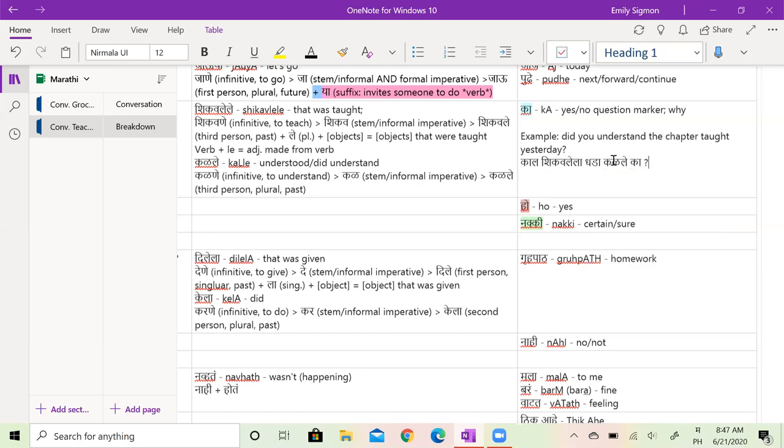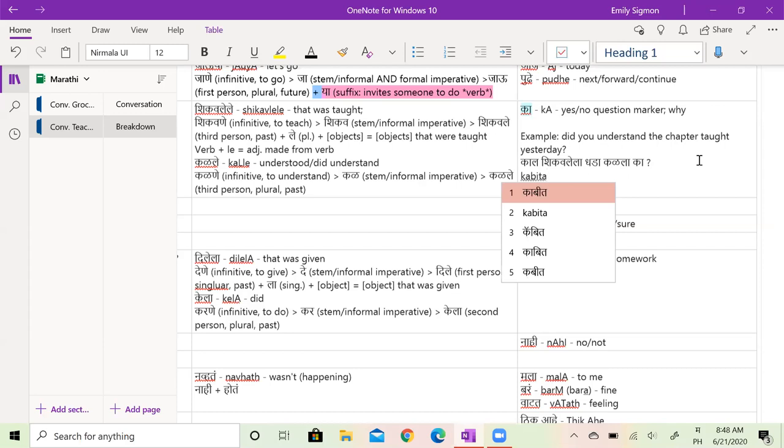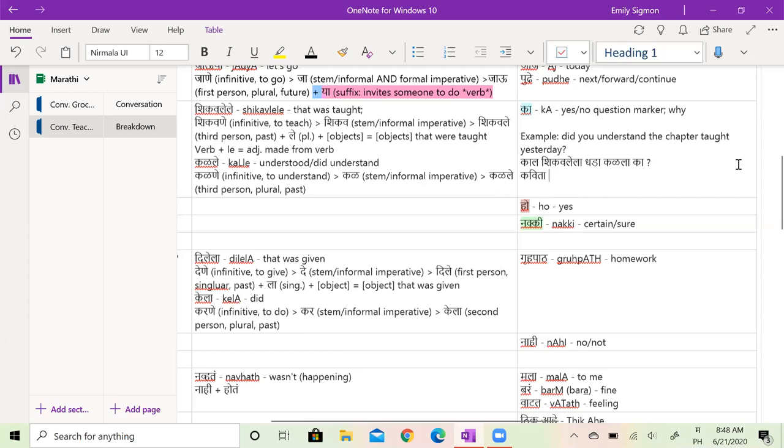Again, there will be change in the multiplicity in the verb form also. Like whether you understood the single lesson. Kalala. Right. Is that right? Yeah. And this another variation. Did you understand the poem taught yesterday? Poem is kavita, which is feminine. Kavita, V-I-T-A. It's poem. It's feminine singular. Oh, isn't that also name of person? Kavita? Yes. Okay.